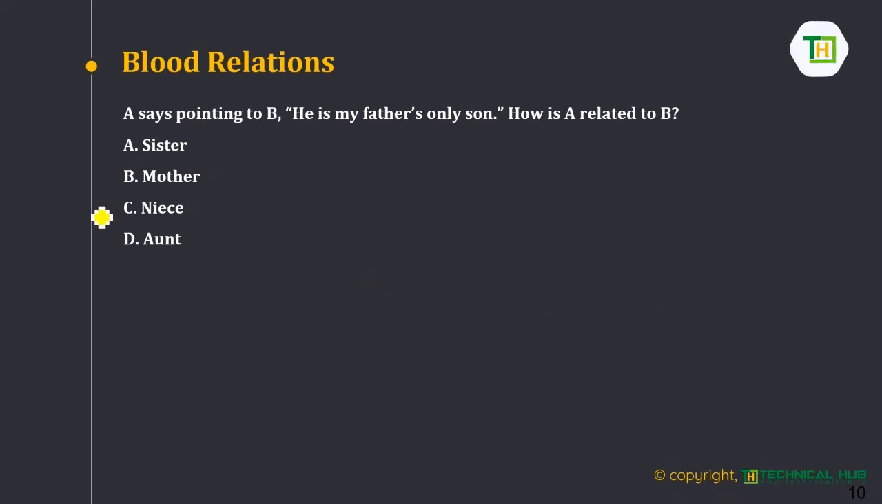Okay, so what's given? A says, pointing to B, he is my father's only son. So how is A related to B? In this introducing blood relations, one word is given, and the word is "my". "My" replaces whoever is speaking; that person's name is taken, or simply the speaker's name is taken.